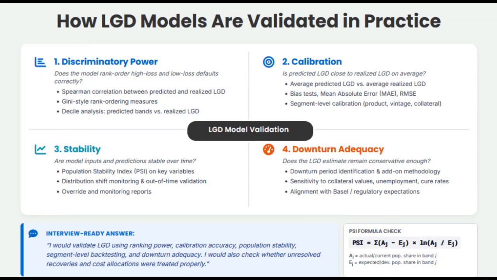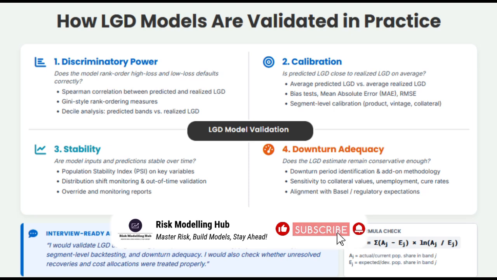Model validation focus areas, because we should know how LGD models are validated in practice. First is discriminatory power, where one should understand: does the model rank-order risk correctly? You can use metrics like the Gini coefficient or Spearman correlation.